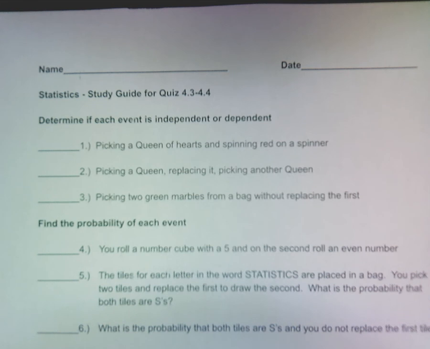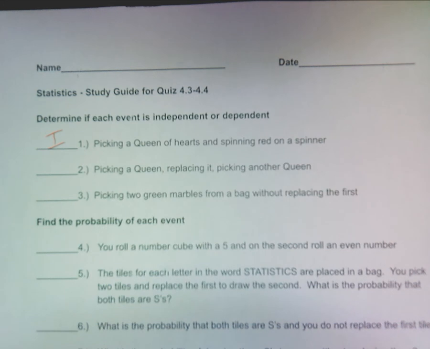Picking a queen of hearts, does that depend on spinning red on a spinner? No, they're both independent from each other. There's nothing that they have, their probabilities would interfere.